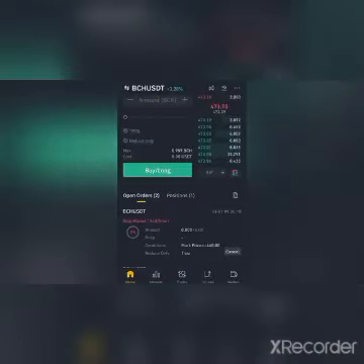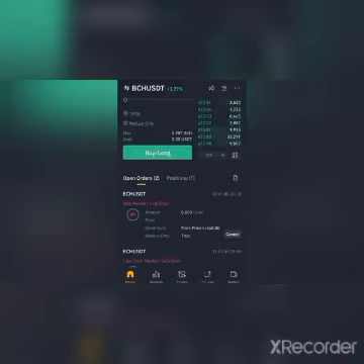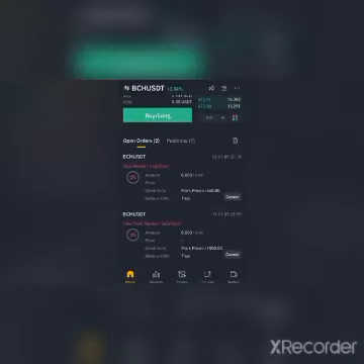Now when you're in the open order section, you will notice that there are two orders that are pending. Understand? One order is when you sell at the top and make profit. The second order is when you sell below the entry price. Understand? When you sell below the entry price, you take a loss.